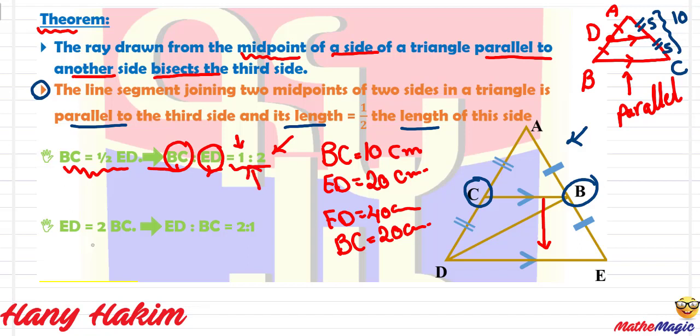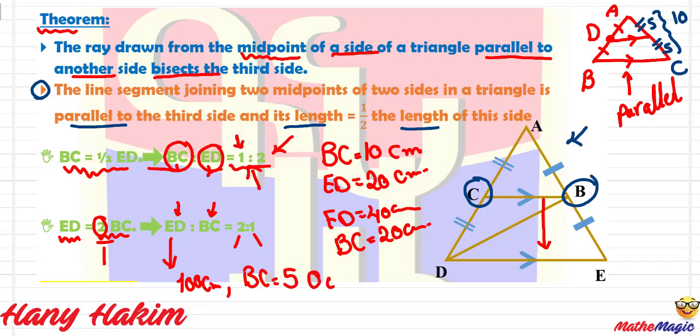We can say that by another form. AD is double of BC, and we can refer to that 2 as 2 over 1. So the ratio between ED and BC will be 2 to 1. That means if you know AD equals 100 centimeters, BC will be half of it, 50 centimeters, and so on. So we can write the ratio as a fraction or by using these symbols.